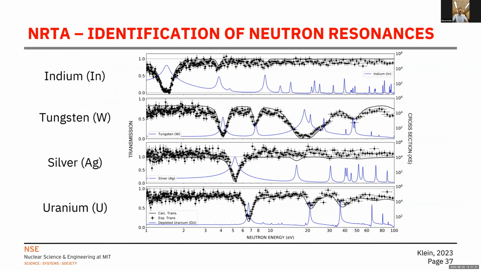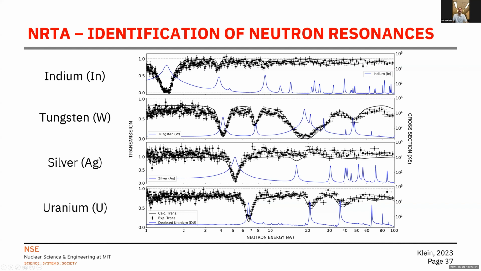This one's for a range of different elements, some including uranium, nuclear material, and some which are not radioactive. What we're showing here in black is a comparison of the experimental neutron transmission compared to the calculated neutron transmission. And overlaid with that in blue is the total neutron cross section for those individual elements. So what do we see?